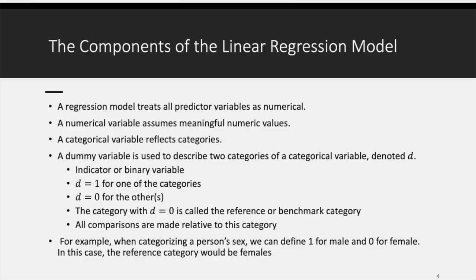For instance, in the case of a dummy variable categorizing a person's sex, we can define 1 for male and 0 for female, or the opposite way around. In this case, the reference category would be females. If you do it the other way around, if you define 1 for female and 0 for male, then the male would be the reference category. So the main idea of this slide is that the regression model treats all predictor variables as numerical, so we have to make sure to do some data transformation for the categorical variables before we proceed.